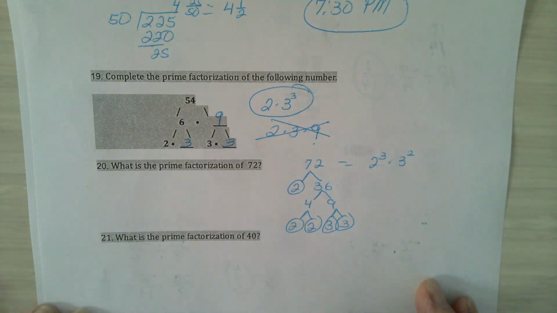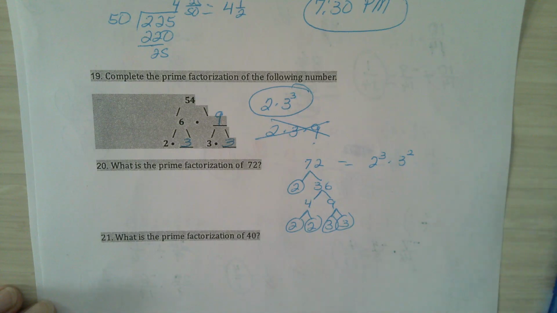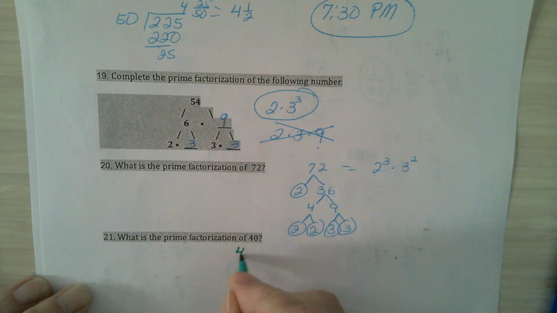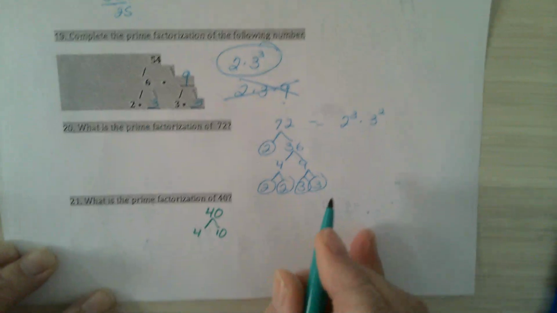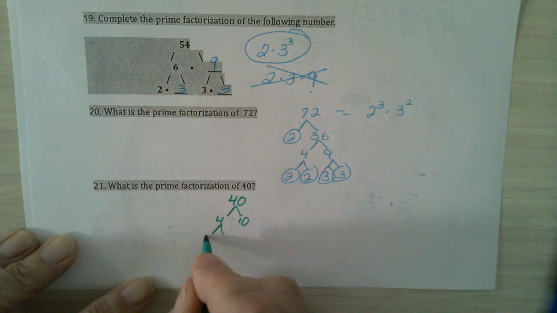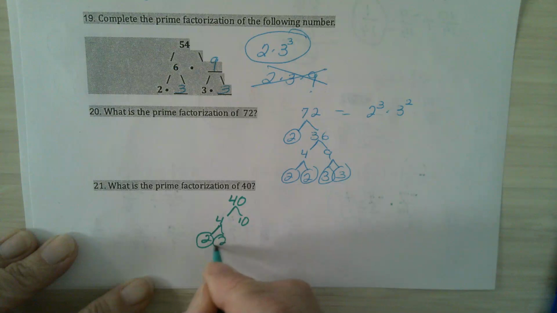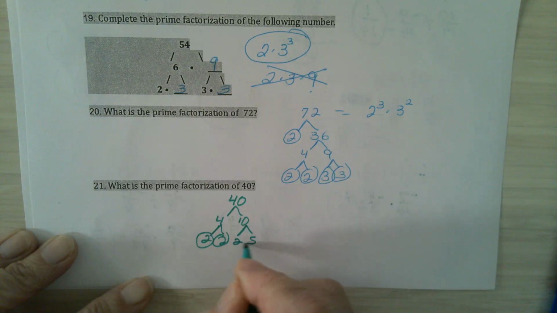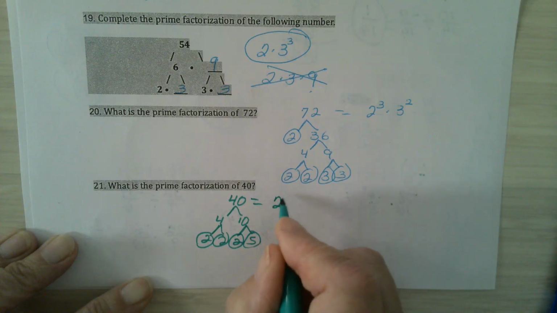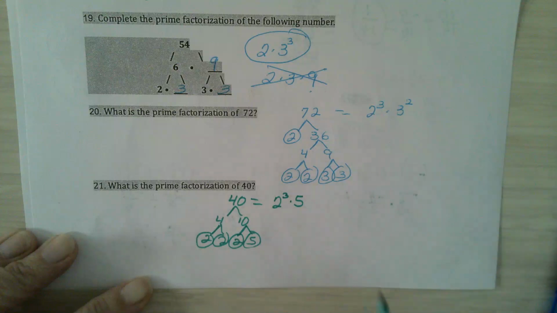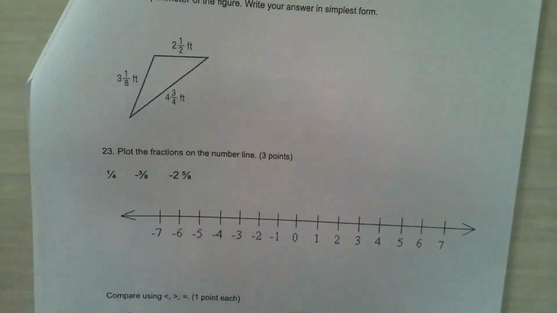Any questions on that? Prime factorization for 40. Well, 4 times 10. Now, 4 and 10 are not prime numbers. 2 times 2 and 2 times 5. So the prime factorization for 40 is 2 to the third power times 5. Any questions? All right, let's go to the next page.